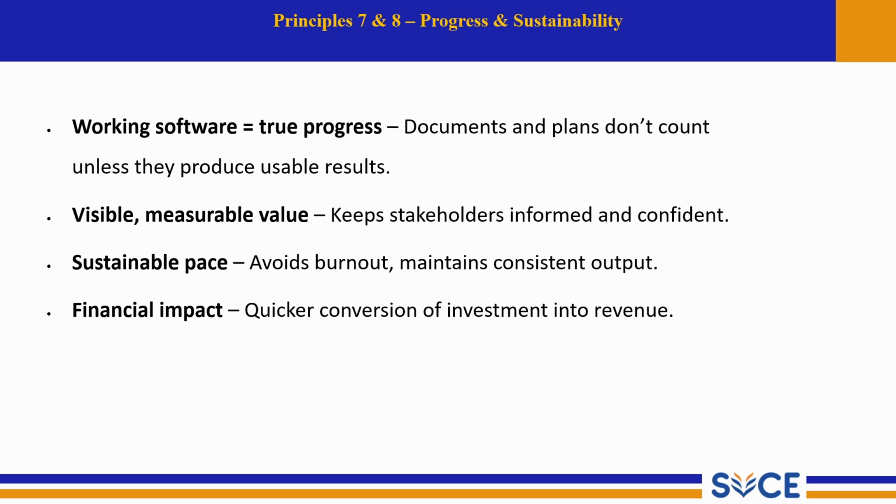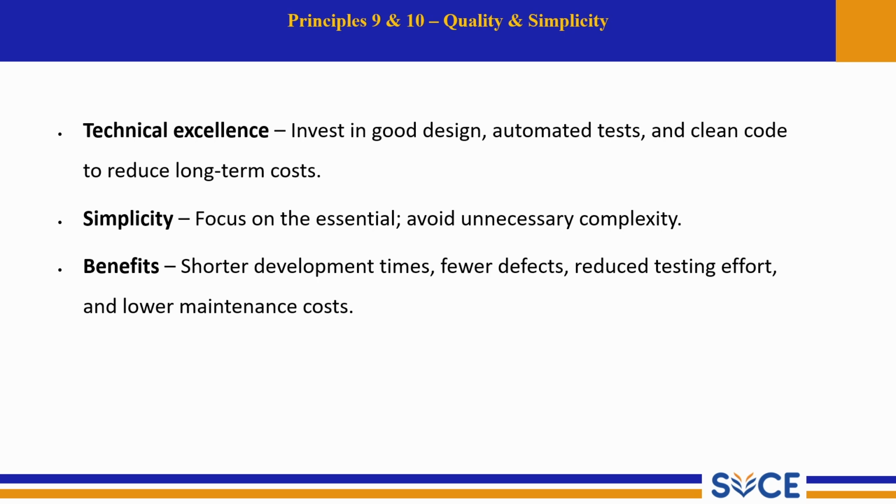And now let's move on to principles 9 and 10, quality and simplicity. Technical excellence. Agile promotes building software with high technical quality from the beginning. This includes writing clean code, using good software design practices, and implementing automated testing. Investing in technical excellence early reduces bugs, avoids rework, and lowers long-term maintenance cost.